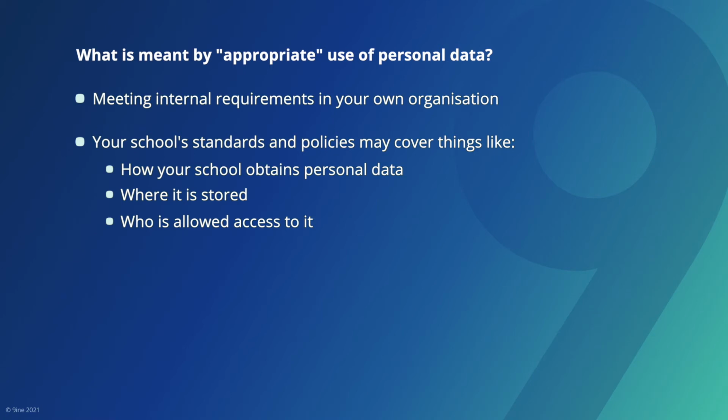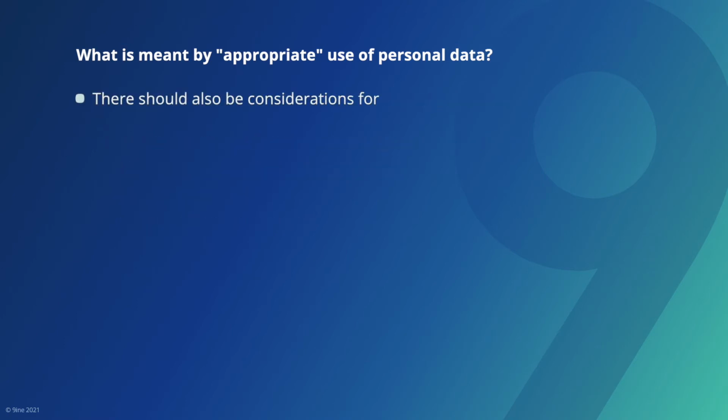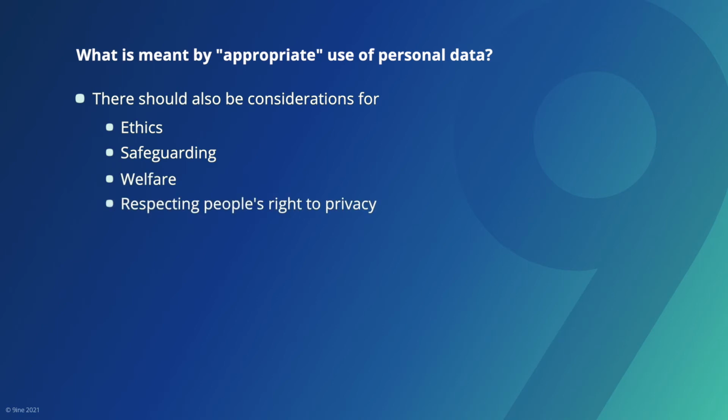The legal requirements, together with your organisation's policies, will include specific objective rules on what is expected. But they will also have expectations that are harder to quantify, such as consideration for ethics, safeguarding, welfare, and respecting people's rights to privacy.